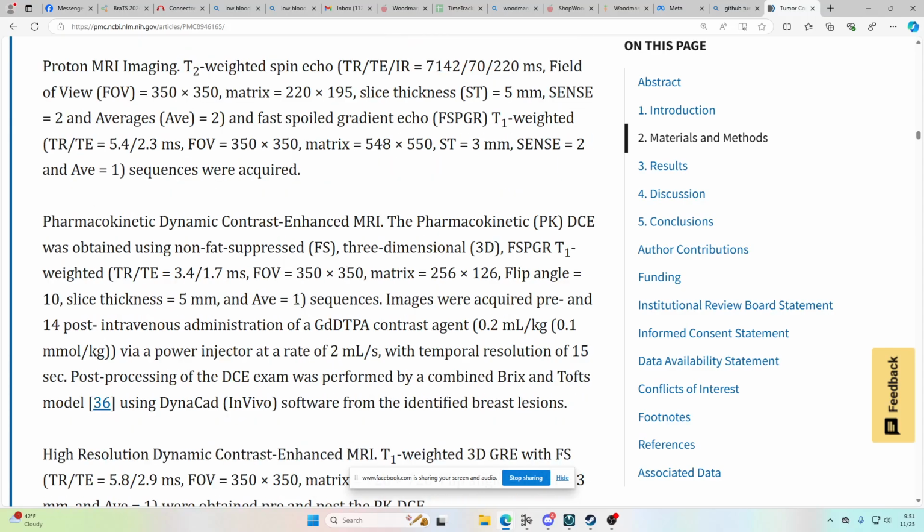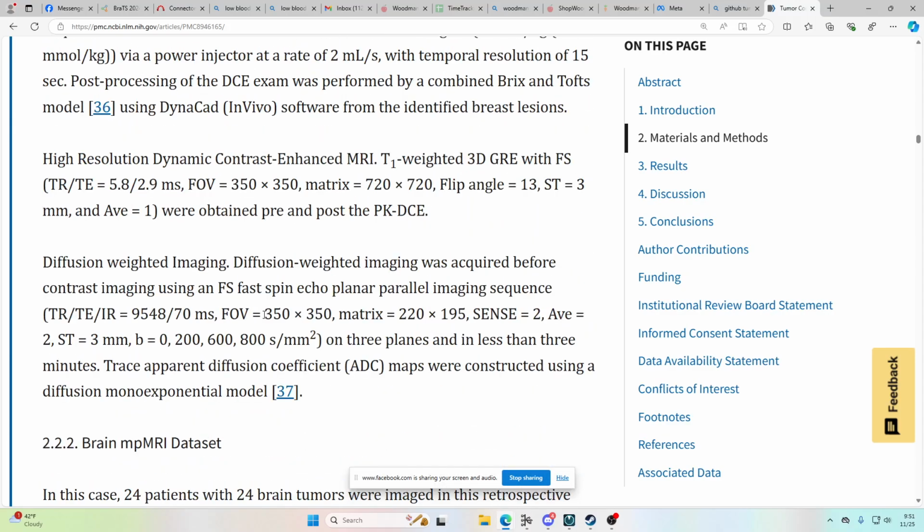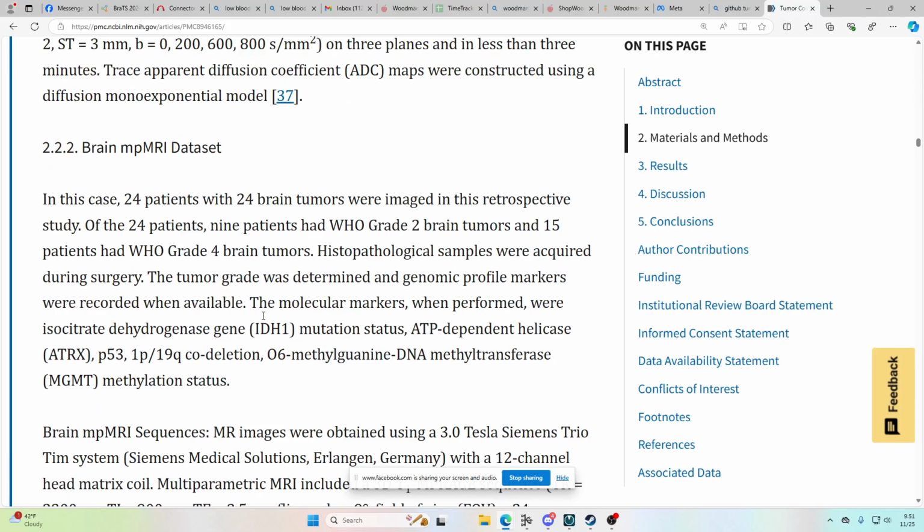So, may I ask you a question? Yeah, sure. Tumor connectomes, what molecules does it connect?